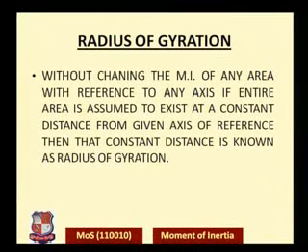So you just go through these two important theorems, and because of the time constraint I am just keeping a few examples here. Now let us focus on one last important definition, that is the radius of gyration. I will first of all go through this definition of the radius of gyration. Without changing the value of the moment of inertia of any area or lamina, if the entire area is assumed to exist at a constant distance from the given axis, then that constant distance is known as the radius of gyration. I will just explain it on the sketch.